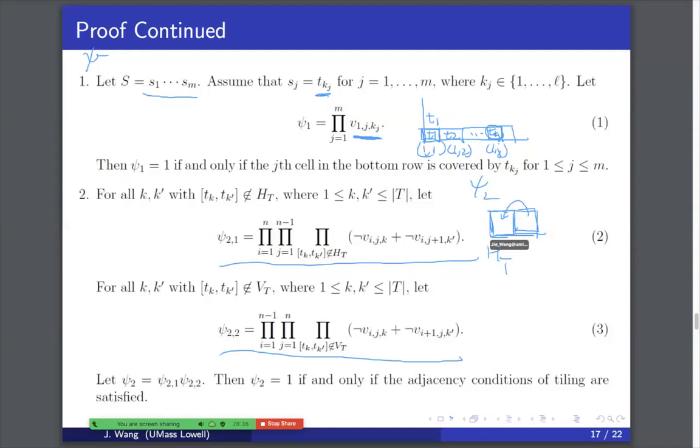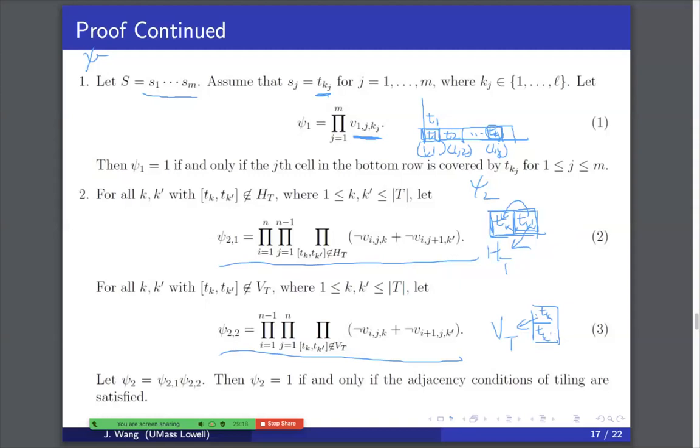Okay. So likewise here is VT. So that means that I can place a tile. So this is, let's call this TK. This is TK prime. So all of these, as long as they can be placed next to each other, I'm gonna put into HT. This is horizontal and this is vertical. And we're gonna put it into VT.